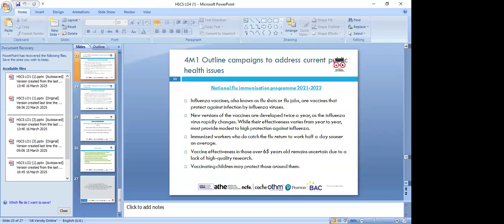Okay. The National Flu Immunisation Programme. Influenza vaccines, also known as flu shots or flu jabs, are vaccines that protect against infection by influenza viruses. Influenza viruses are contagious, they are transferable. So say somebody sneezes, or your child goes to school and gets it, I tell you, within a week or two, everybody in your home is going to get it because it's about sneezing. It's a transferable disease as well.